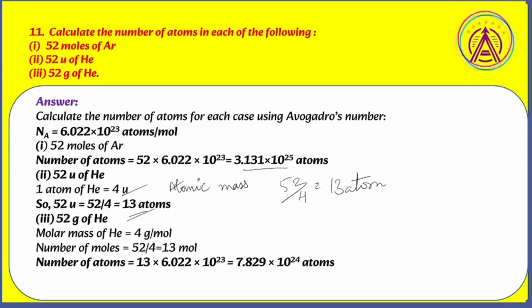52 grams of helium. So molar mass we know is 4 grams per mole. Number of moles we have is 52 by 4, which is given mass by molar mass. So we have 13 moles. 13 moles corresponds to how many atoms? Into 6.022, which is 7.829 into 10 to the power 24 atoms.